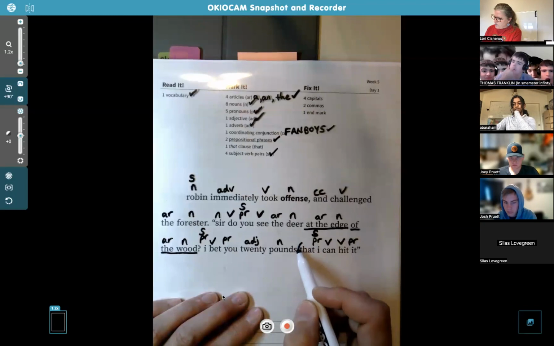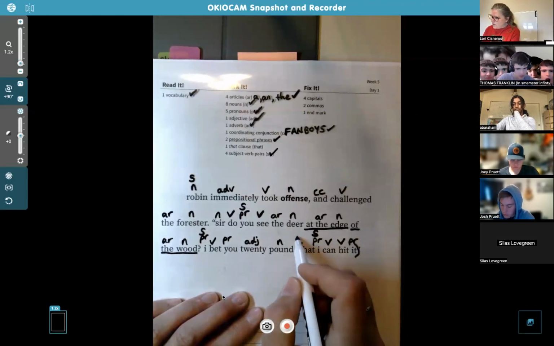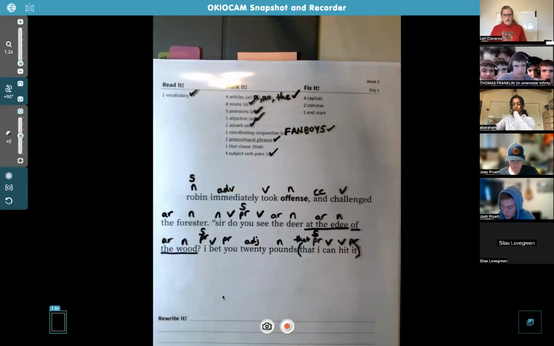So you're going to just mark it with parentheses like this: that I can hit it. And then you're going to write the word that above the word that. I know it sounds redundant. It sounds like we're repeating that, but you will mark it that way in this book. Okay, so go ahead and write that above it.